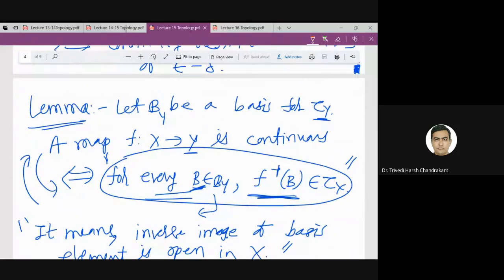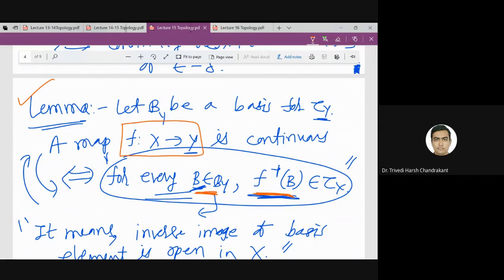And this lemma says that if I want to check a function is continuous, then by definition I should check that the inverse image of every open set is open. But this result says that now I should check only on the basis elements.